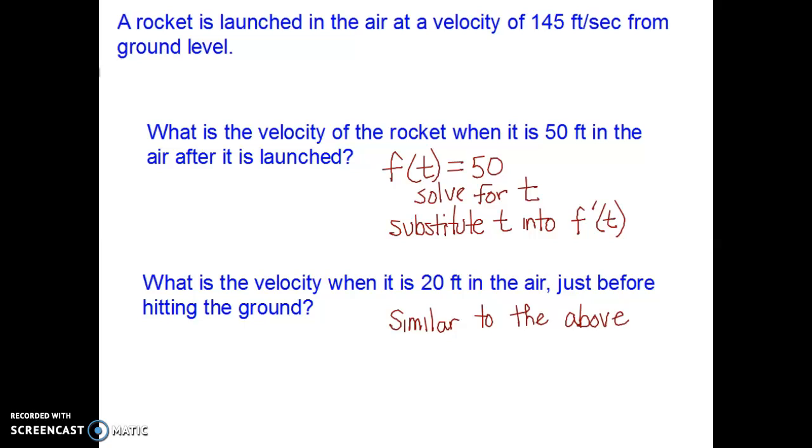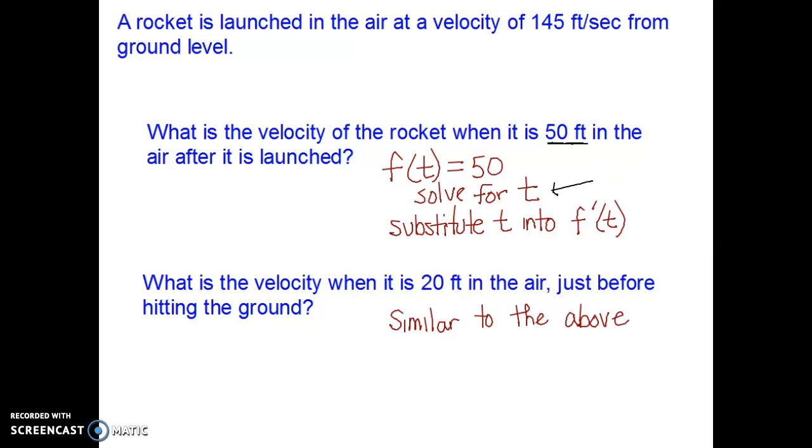Okay, my next question, what is the velocity of the rocket when it is 50 feet in the air after it is launched? 50 feet is a height or a distance. So I'm going to be using the original function. I would set it equal to 50 and solve for t. That would not answer my question. At this point, you only found what the time is. You would have to continue the next step and put it back into the velocity function to see what the actual velocity is.